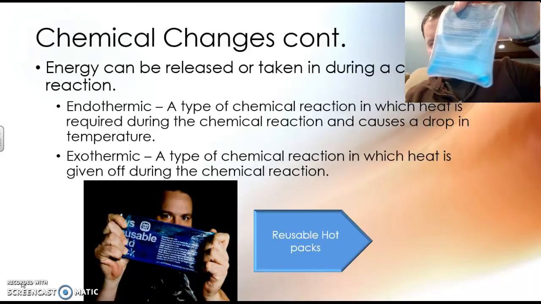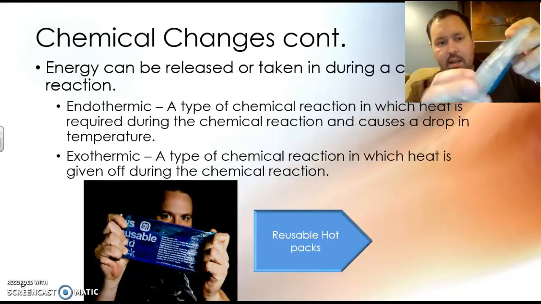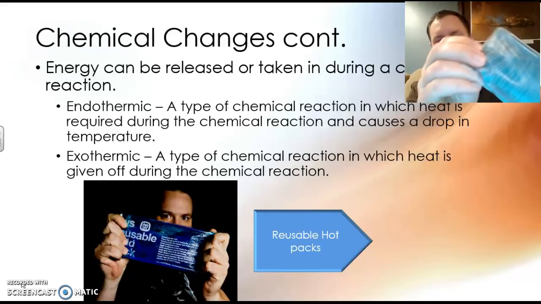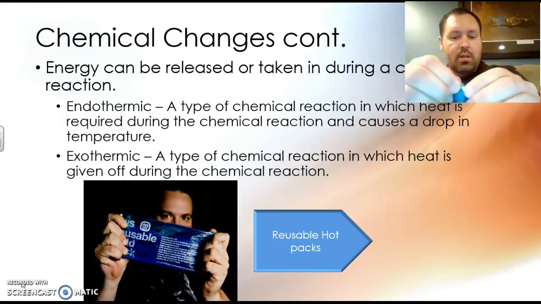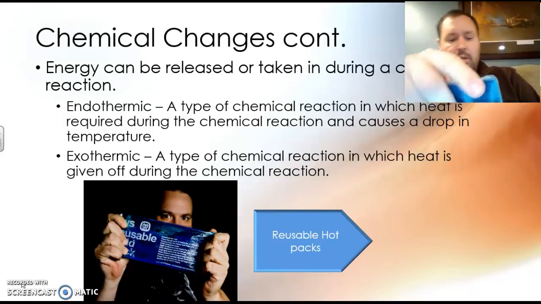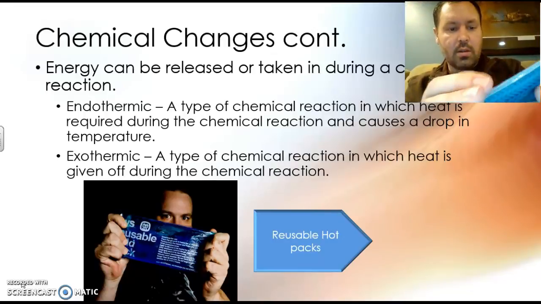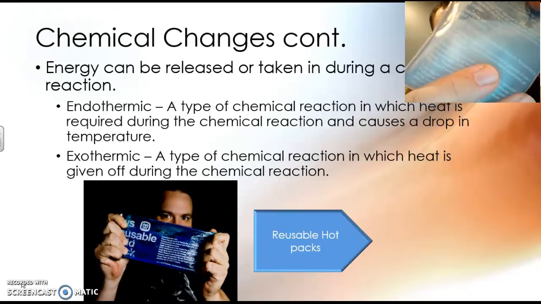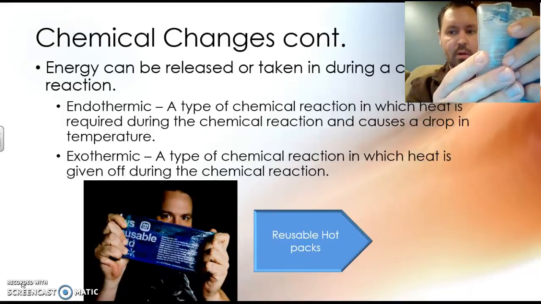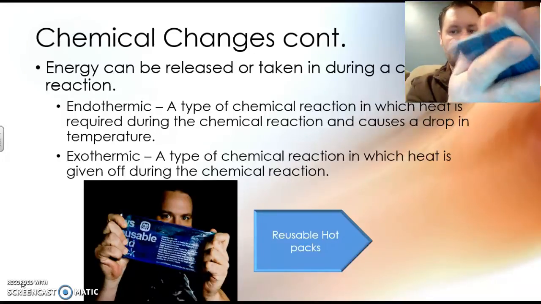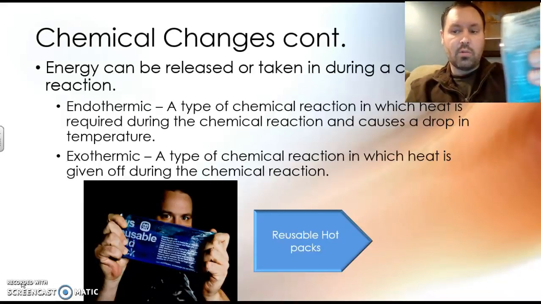This is one of those reusable hot hands, but to reuse it, you have to boil it. And it's got a little metal disc on the inside. I believe it's sodium acetate. I forget exactly what it is. But what you do is you click this little metal disc in here, and you're able to get an exothermic chemical reaction. Oh, and it just started. So it turned into a slushy, and now it's really getting warm. I give these things to Shiloh whenever we're getting into the truck on a really cold day. So this is an exothermic chemical reaction.